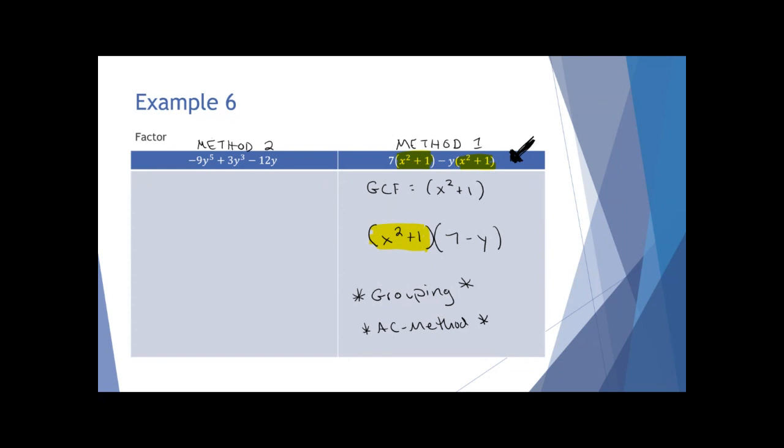Okay, so now going to the first example here where I'm going to use method 2. And method 2 I use if I'm not grouping or if I'm not using the AC method. And method 2 is good to know because that is useful if you have to go on to pre-calculus or calculus. So there is a place for both of these methods. That's why I don't think you should just learn the one method that the book teaches you. It's good to learn both methods.